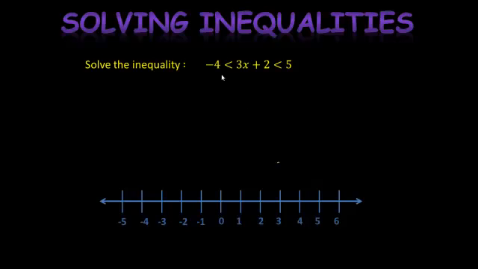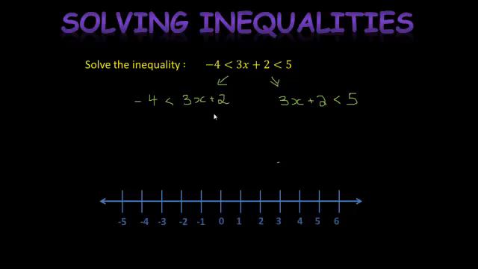Okay, our last example here is going to be a sort of a double inequality, which looks a bit scary, but is not at all. You can actually break this into two separate inequalities if you like. So if you just take the left side here, you get negative 4 is less than 3x plus 2. Now if you take the right side, you get 3x plus 2 is less than 5. And we can solve each of these inequalities independently. Okay, so first thing, I'm going to do this one here.